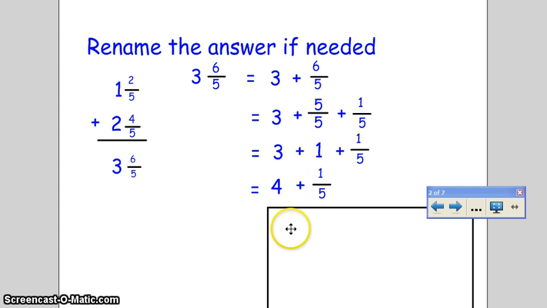I would like you to write this entire problem down in your notes. So please stop the video and write down the entire problem with all the steps to rename it in your notes. When you are done, start the video again.